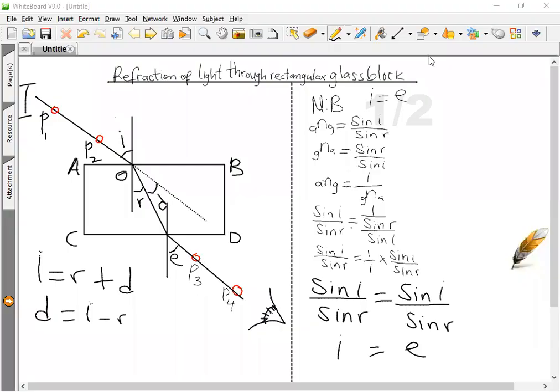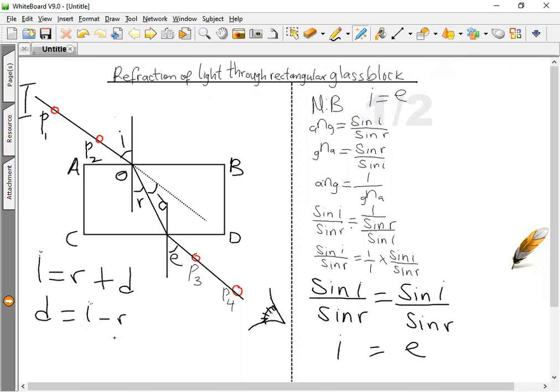Now let's solve the question. There are so many ways to prove this anyway, but I don't want to take our time. So let's just quickly solve the question. But you note that your angle of incidence is equal to your angle of emergence, and your angle of deviation is equal to your what? Your angle of incidence minus your angle of refraction. Okay, so that's that about that.